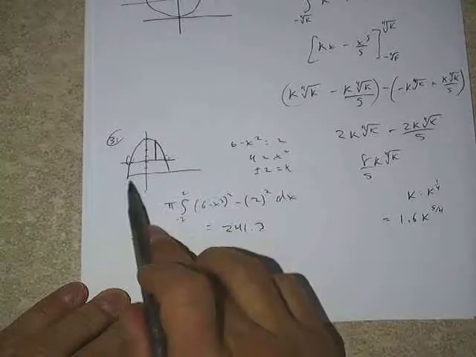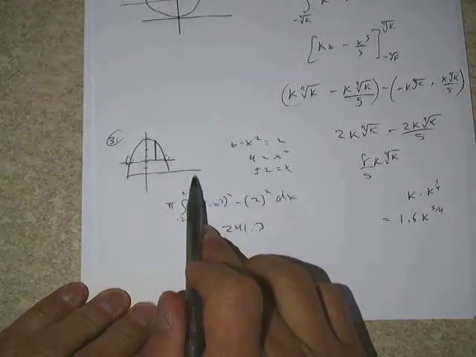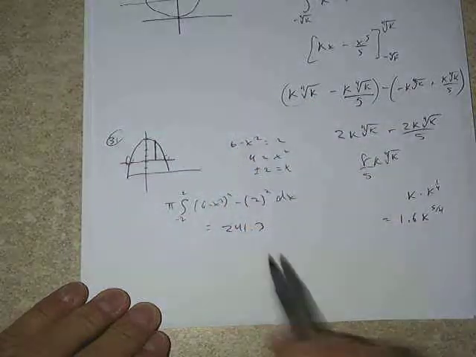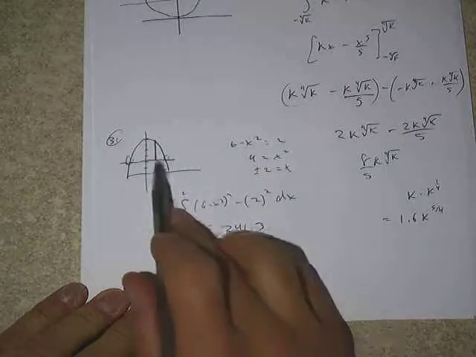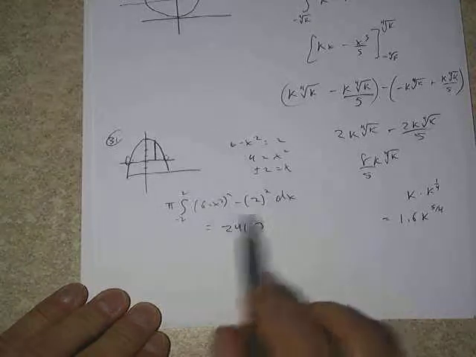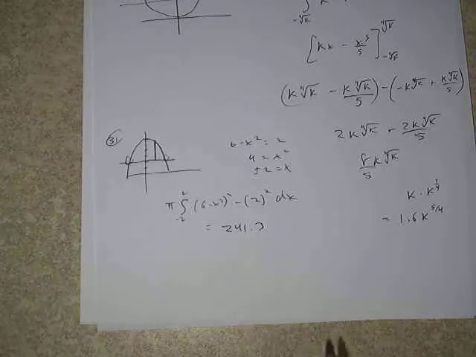And the key issue is it's a washer problem because we have a vertical slice perpendicular to the revolving line, the x-axis. Outside radius is the top function, so outside radius squared minus inside radius, the bottom function, squared. And if we set that up properly and then calculate it, it should be 241.3.